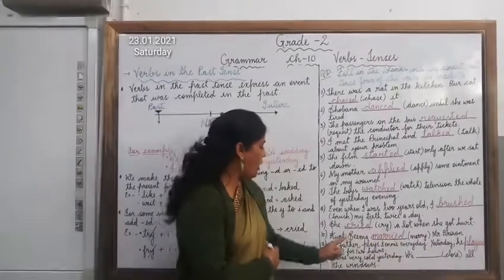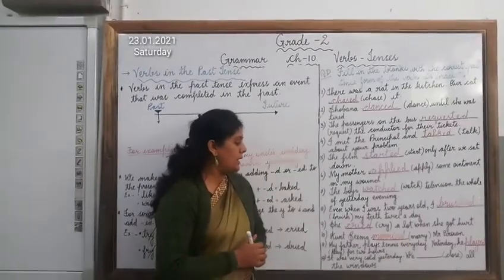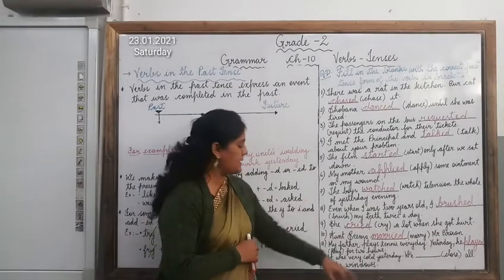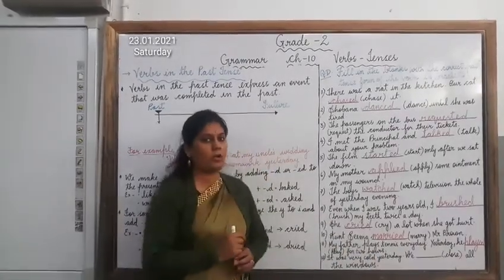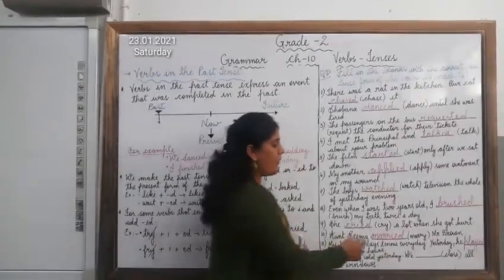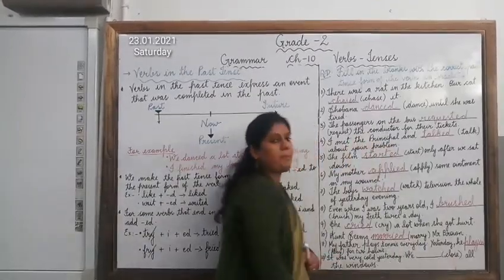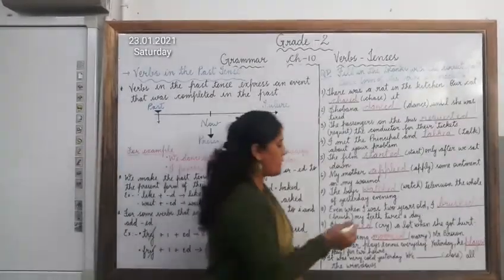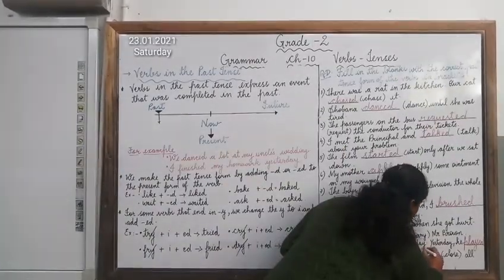Now the last question of this, question number D, is: it was very cold yesterday. We dashed all the windows. Now here again we are talking about the past time, that is yesterday, the day which has already gone. So here we will use the past tense of close. What is the past tense of the word close? Yes, close will become closed.